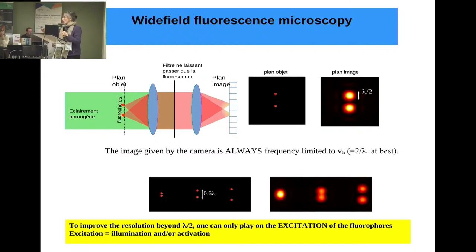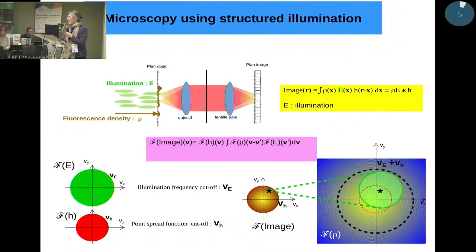Well, you cannot play on the collection because the camera is frequency limited to nu h. You can only play on the excitation of the fluorophore, okay? And this excitation, you can change either by using inhomogeneous illumination or by changing the activation of the fluorophore with a chemical process and nice fluorophore. In this course, we will focus only on the techniques where you change the illumination and you use structured illumination. So what happens when you use inhomogeneous illumination now?